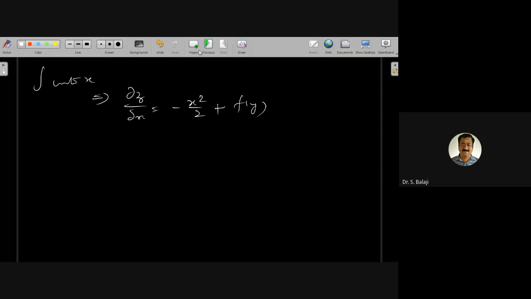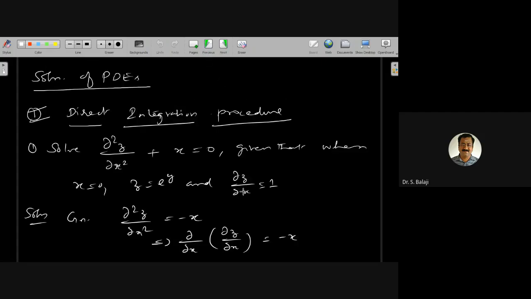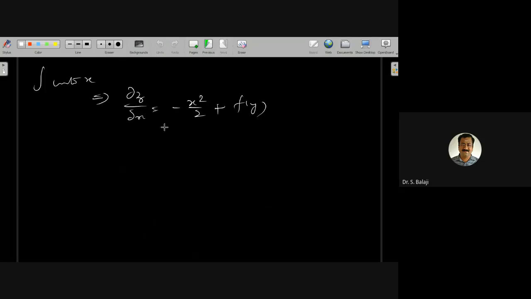And also one more thing is given here. If you want to find what f of y will be, you can use the condition here. When x is equal to 0, it is given that ∂z/∂x is equal to 1. That condition is given here, and that way you can identify f of y.